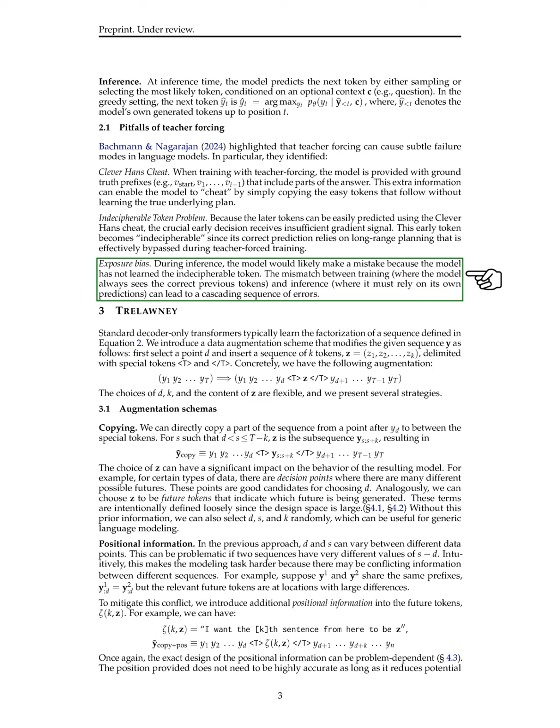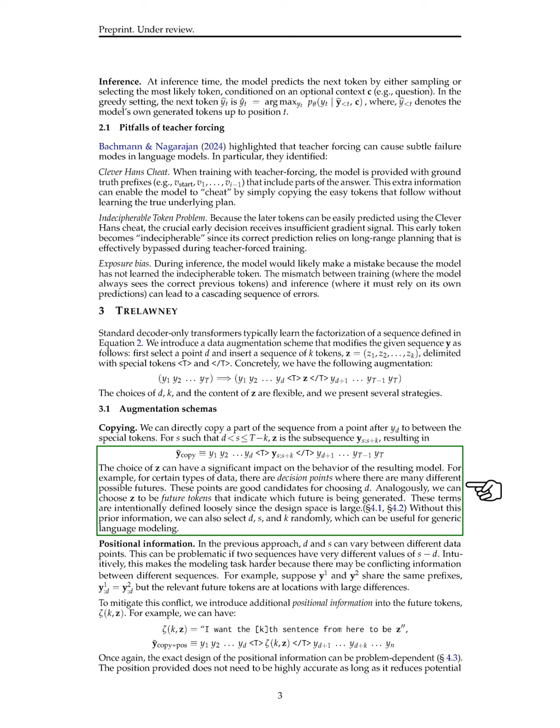this augmentation. One strategy is copying, where we can take a part of the sequence from after Y_D and place it between the special tokens. For a position S that falls within a specific range, Z becomes the subsequence from Y starting at S and extending for K tokens. The choice of Z can greatly influence the model's behavior.